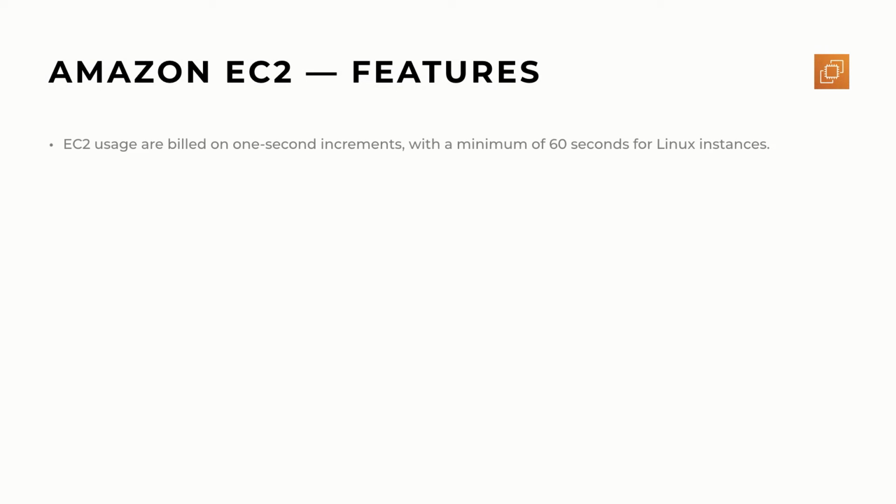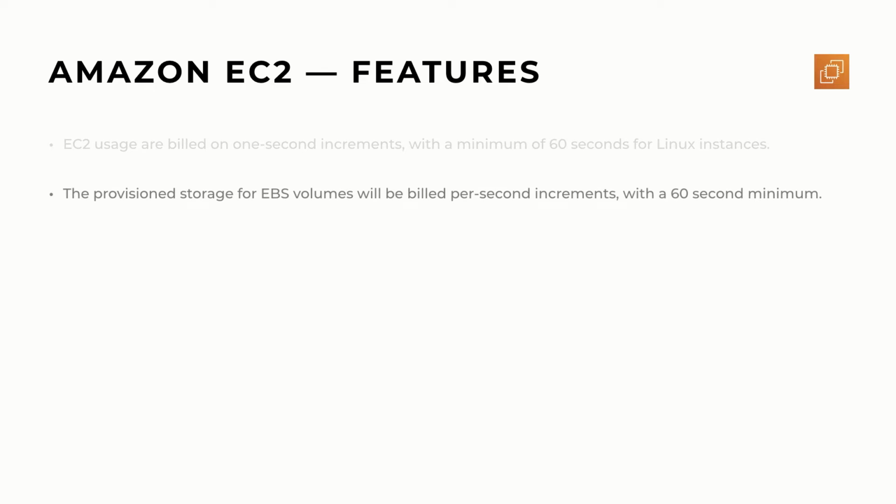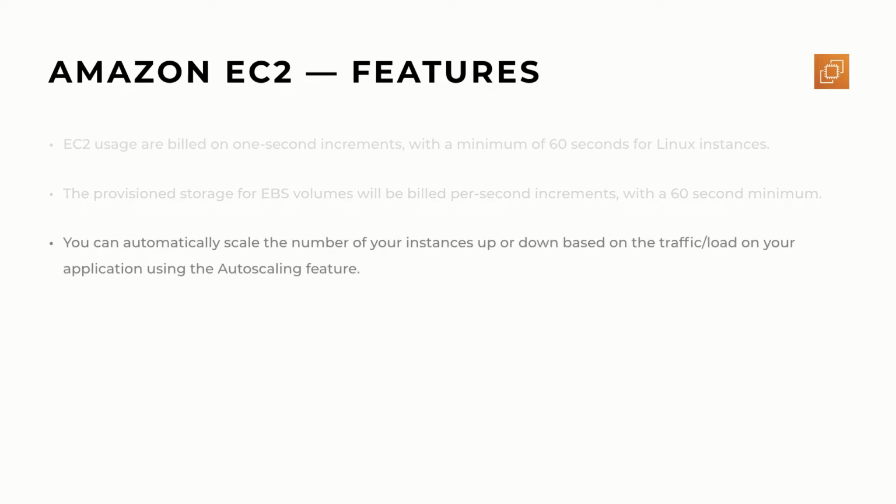EC2 usage is billed in 1-second increments with a minimum of 60 seconds for Linux instances. This does not include the instances that use a licensed OS like Red Hat Linux or any marketplace AMI charges. The provisioned storage for EBS volumes will also be billed in per second increments, with 60 seconds as the minimum. You can automatically scale the number of your instances up or down based on the traffic or load on your application using the auto-scaling feature of EC2.